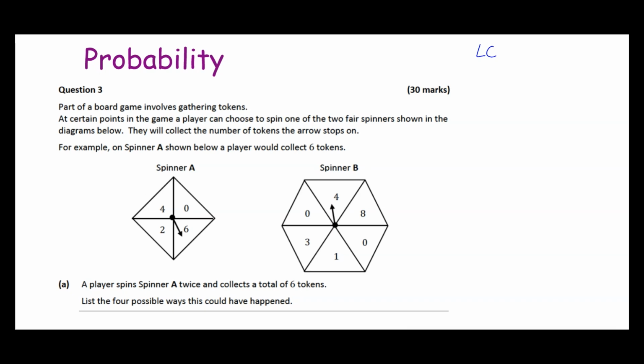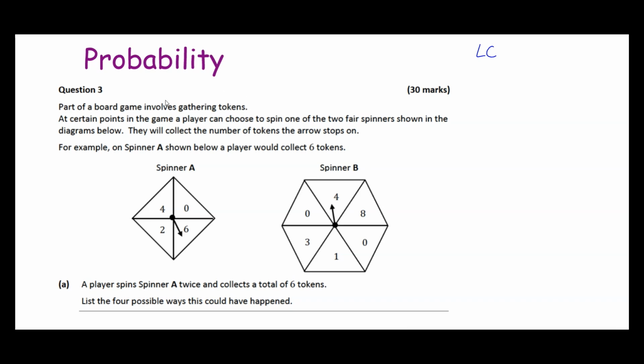Let's talk probability. So in this question, we have two spinners, A and B. As you can imagine, this is about spinning and getting a value, either 0 or 6 or 4 or 2, and the same here. But let's read. Part of a board game involves gathering tokens.